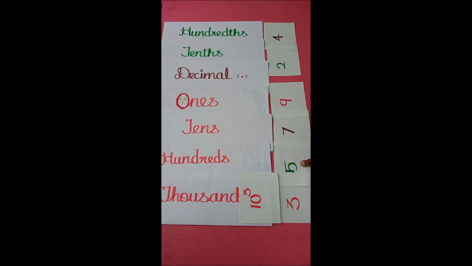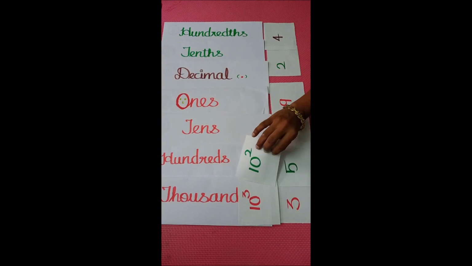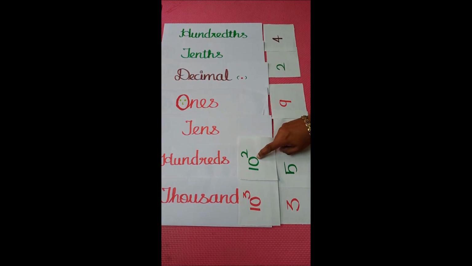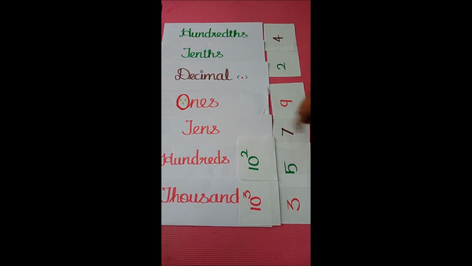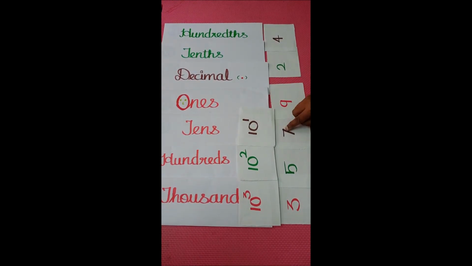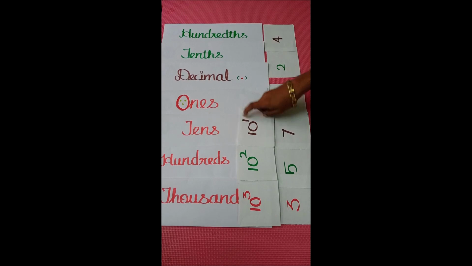So 5 is in which place? 5 is in the hundreds place. So hundreds place means 10 to the power 2. How can you write 10 to the power 2? 10 into 10, 100. So 500. Next, listen. 7 is in which place? 7 is in the tens place. So I have taken that as 7 into 10 to the power 1. What is 10 to the power 1? 10 to the power 1 is 10. So 10 into 7 is 70.